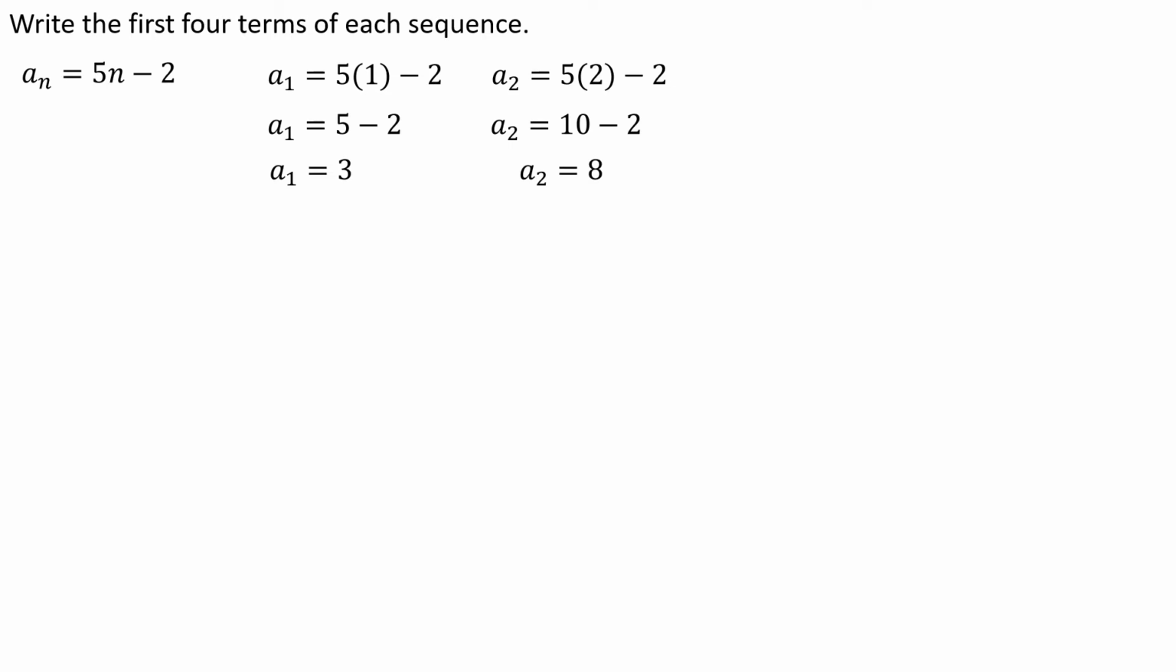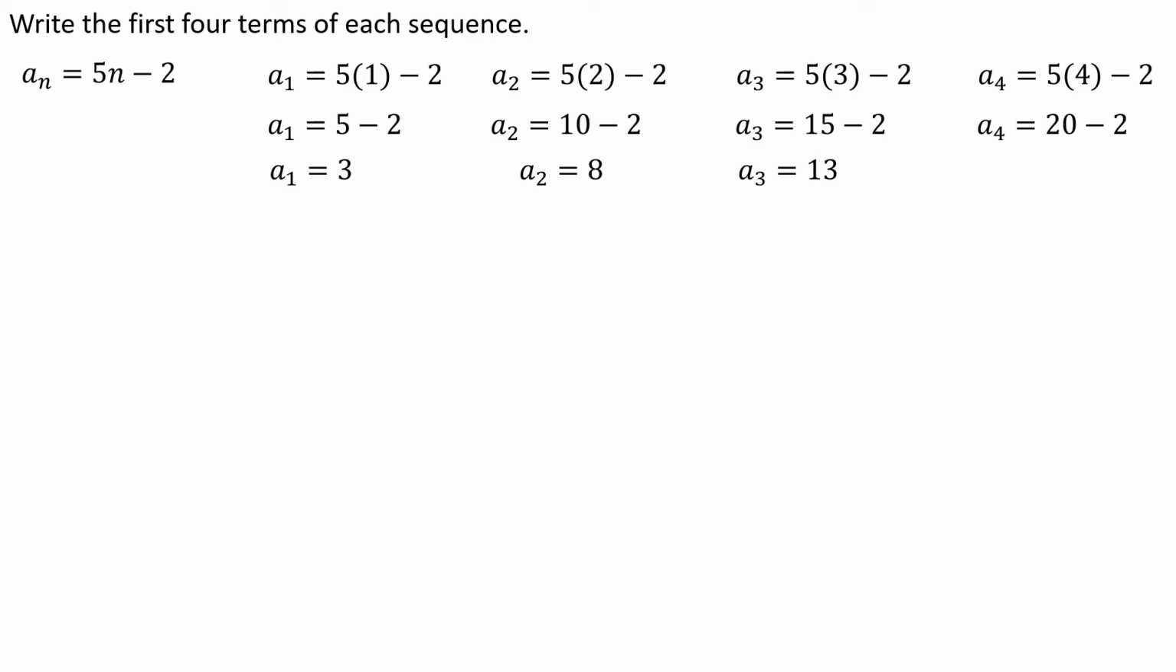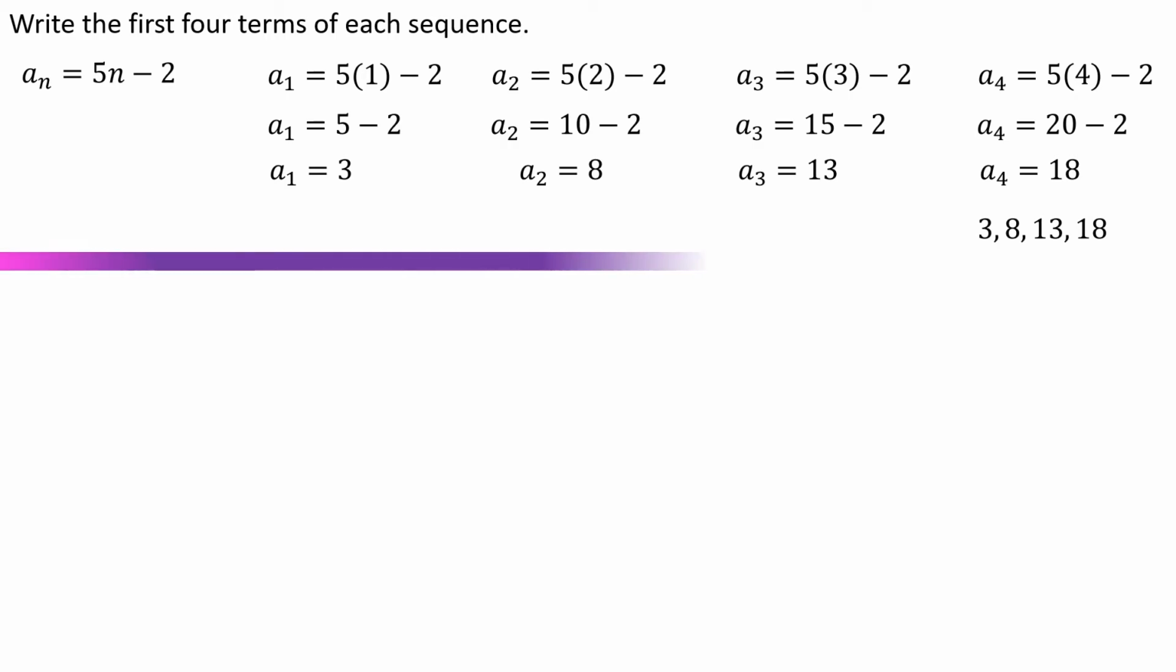How about a sub 3? Well, we got to plug in a 3. 5 times 3 is 15. 15 take away 2 is 13. That's the third term. Let's find the fourth term. 5 times 4 is 20. 20 take away 2 is 18. So to answer the question, what are the first 4 terms of the sequence? It's that list of numbers, 3, 8, 13, 18. You say, hey, I see a pattern. It looks like it went up by exactly 5 every time. Interesting.